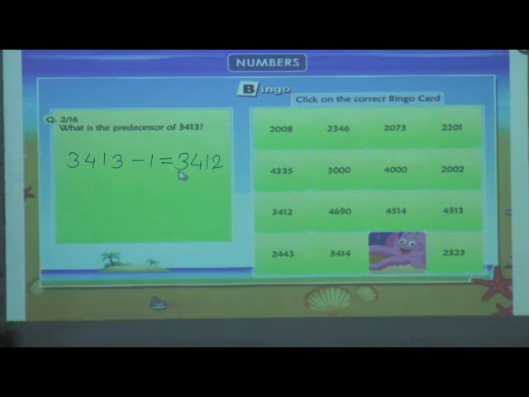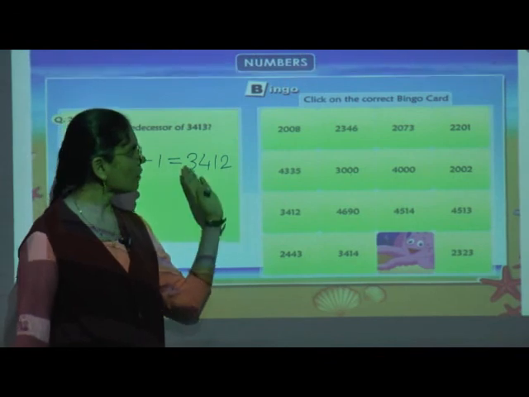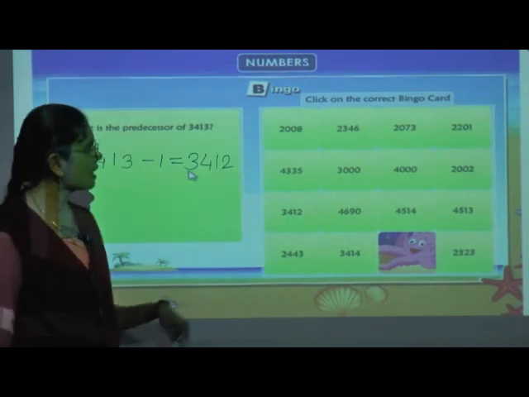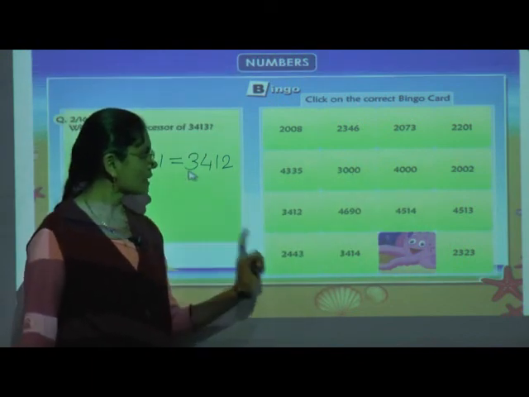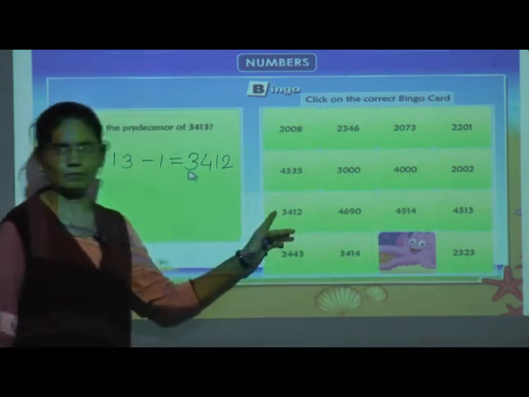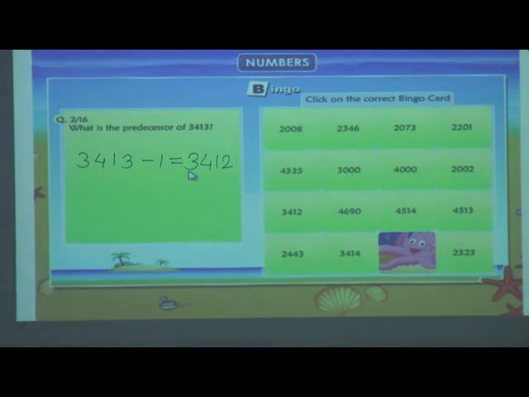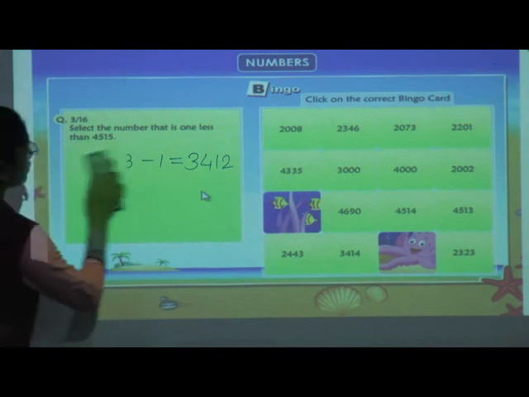3412. Now see here, some numbers are there. Find this number, 3412. Where is it? In the first line? No, the number is not there in the first line. Also it is not there in the second line. See this third line. Yes, the number is here. So I will click on that number and let us see whether our answer is correct or wrong. Yes, we got the star, means our answer is correct. Now see this third question.